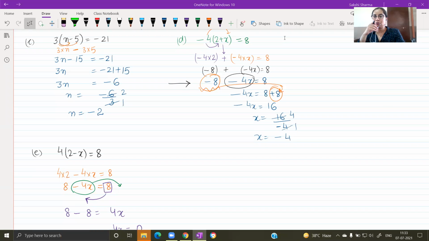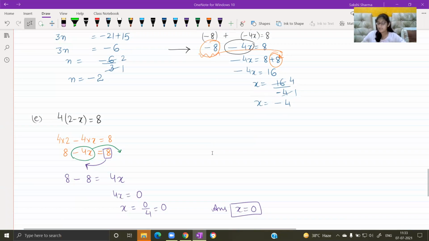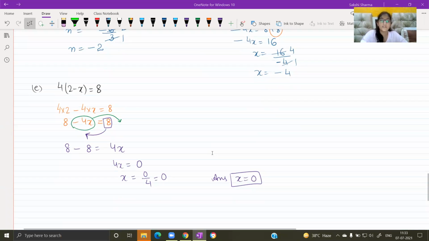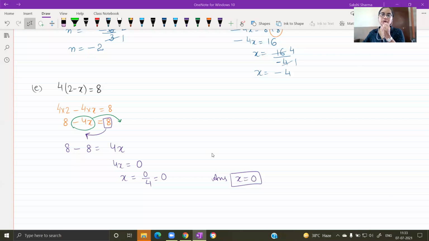Excuse me, ma'am. Yes, Tanvi. Ma'am, the answer of E part is 4. Which part? E part. No. Answer is 0. The way Gursimran has done, you could do that way also, or you can do it like this.